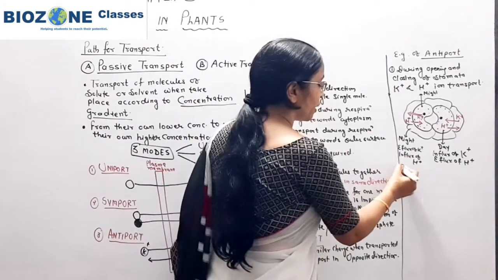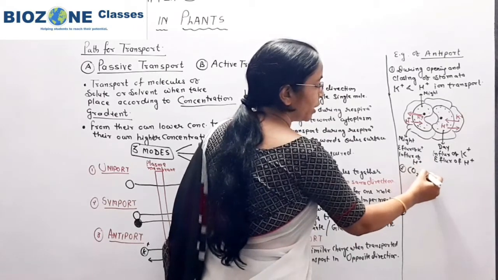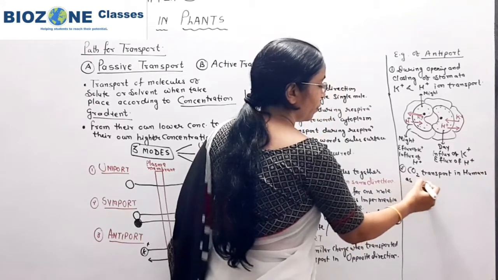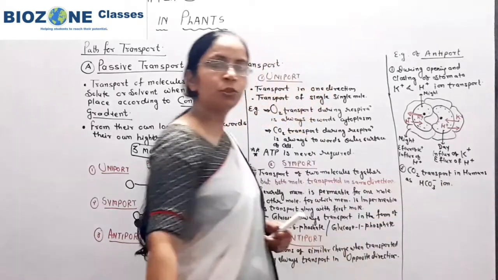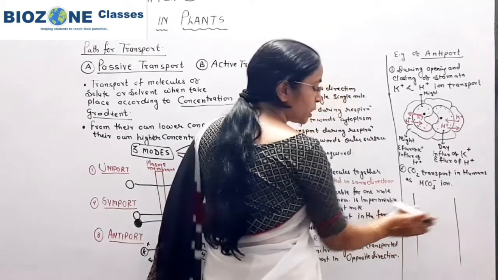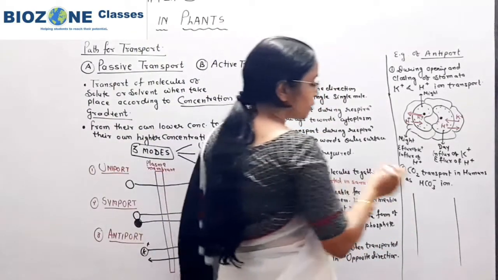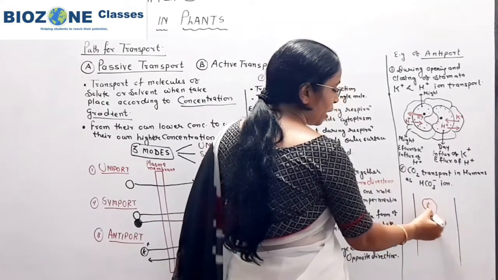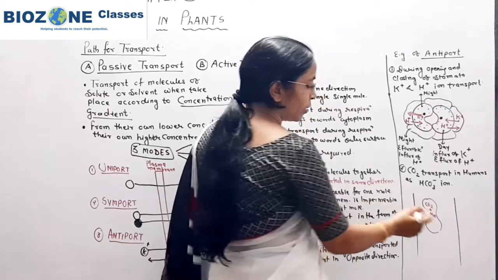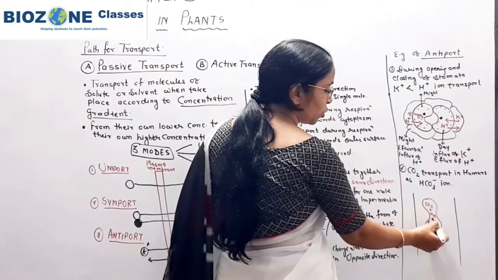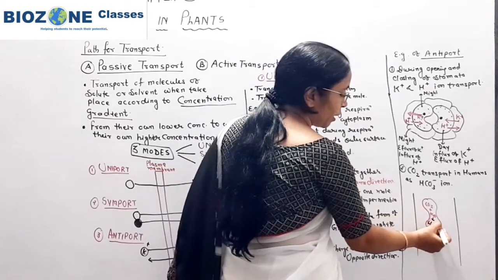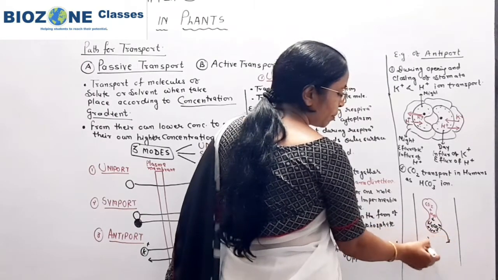Second example we study is during the carbon dioxide transport in humans as bicarbonate ion. Whenever bicarbonate ion is transported, you see it in between the RBC and blood plasma. Suppose this is the blood vessel. Inside this blood vessel the biconcave RBC is present, and inside the RBC nearly 70% of carbon dioxide reacts with water and forms H2CO3. This H2CO3 immediately breaks into bicarbonate ion plus H plus ion, and then the bicarbonate ion from the RBC is transported toward the plasma of blood.